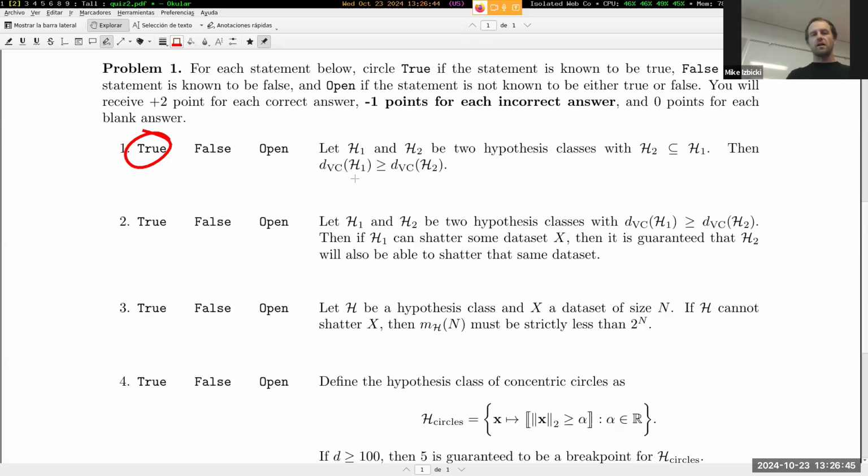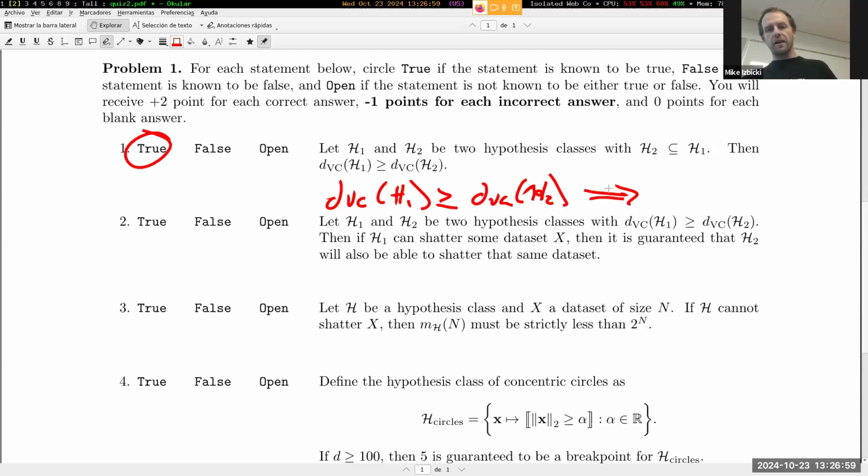In your practice quiz, I gave you the opposite relationship, which is not true. It is not the case that DVC of H1 greater than DVC of H2 implies that H2 is a subset of H1, but the other direction, the direction that this quiz is asking, is true. Especially as we get into more examples of various hypothesis classes and doing interesting things with them, it'll be important to be able to differentiate between these two statements and know which one's true and which one's false.